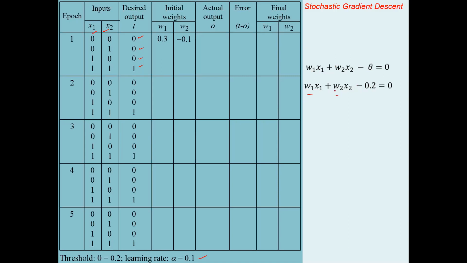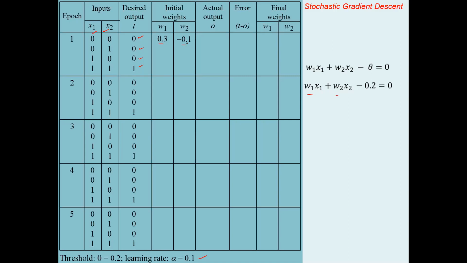So we initialize W1 and W2 with two random values, 0.3 and minus 0.1. Just for the sake of this example, I have taken a positive value and a negative value, because weights can have a negative value as well.